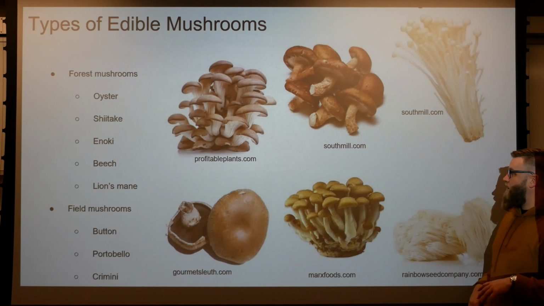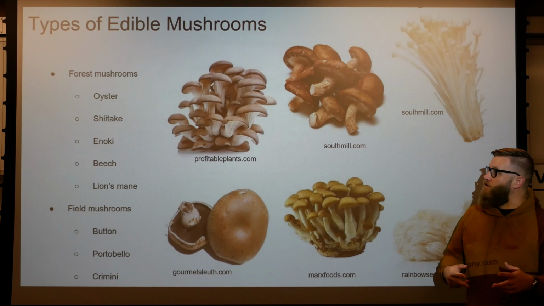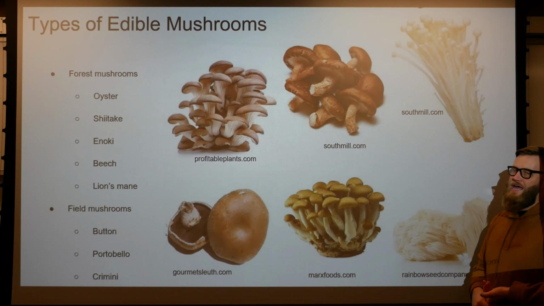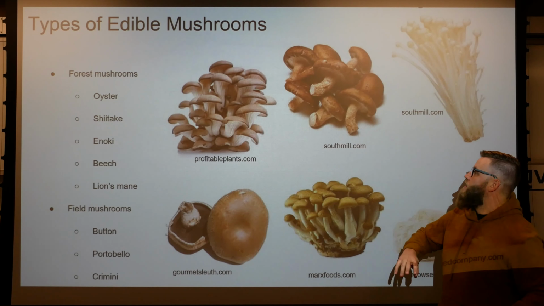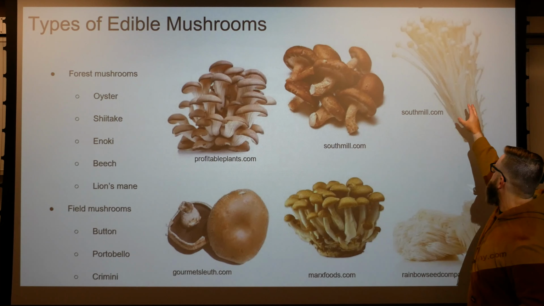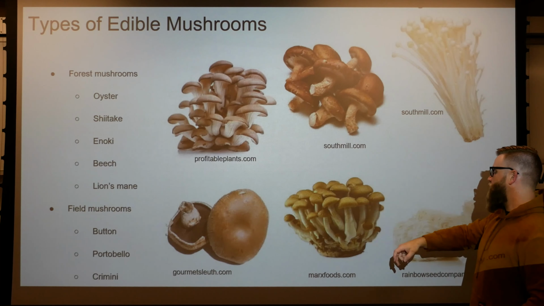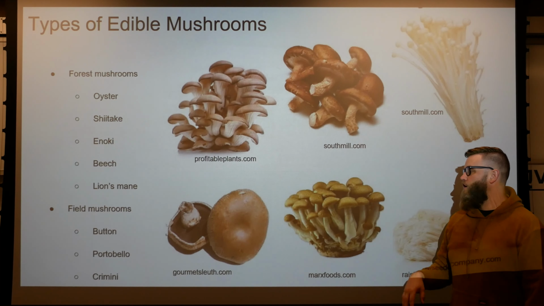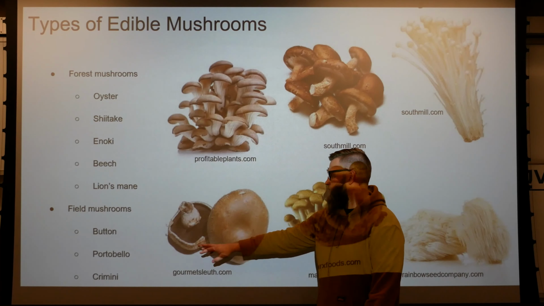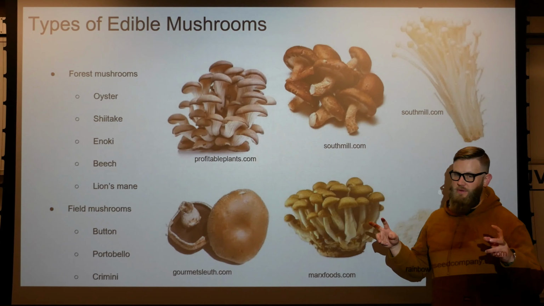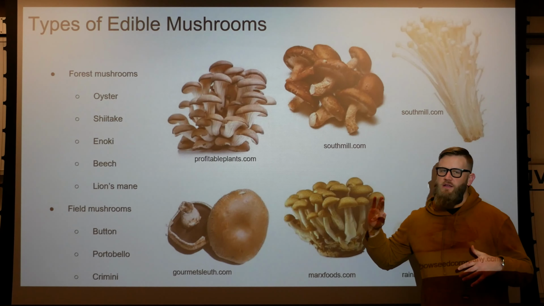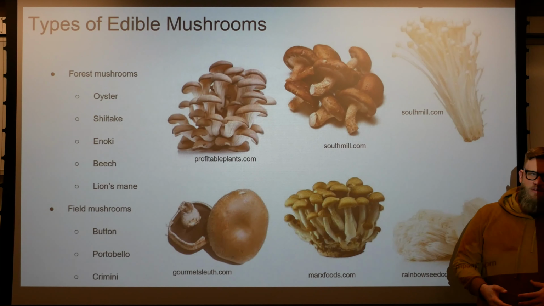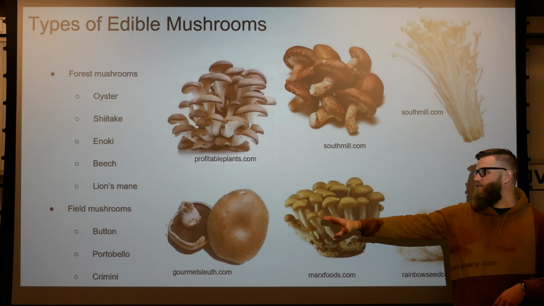Okay, so we've got forest mushrooms and field mushrooms. Forest mushrooms are things like oyster, shiitake, enoki, beech, and lion's mane mushrooms. These are enoki. These are beech mushrooms. This is a lion's mane, or lobster mushrooms that go under there. And then field mushrooms, these are actually all just Agaricus here: button, portobello, cremini. Another mushroom that's cultivated that falls under here, I'm not going to mention due to legal reasons, but I would consider it a field mushroom.